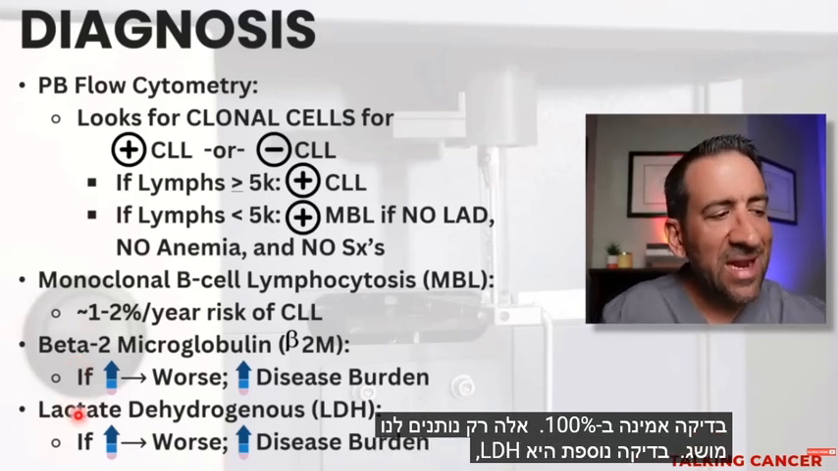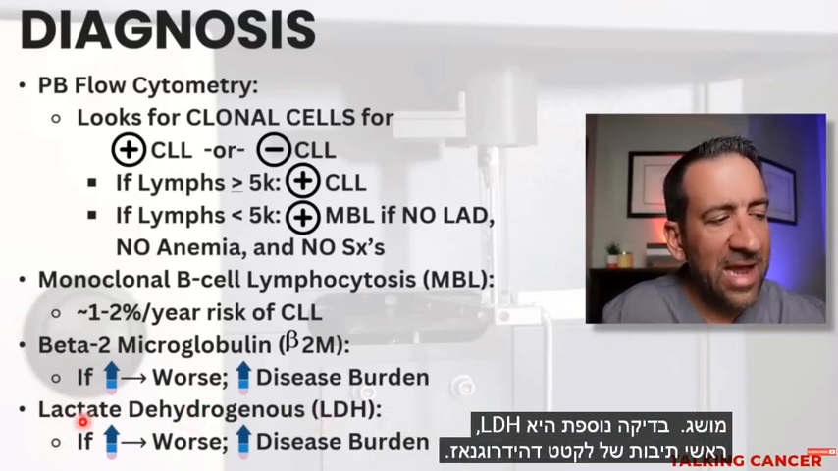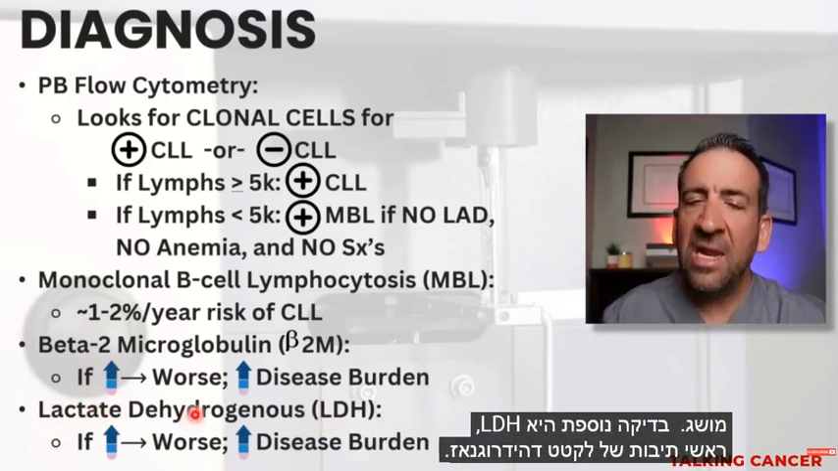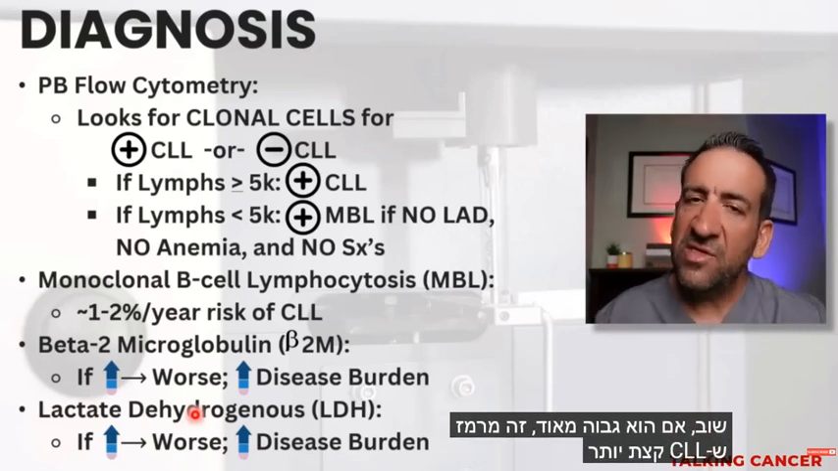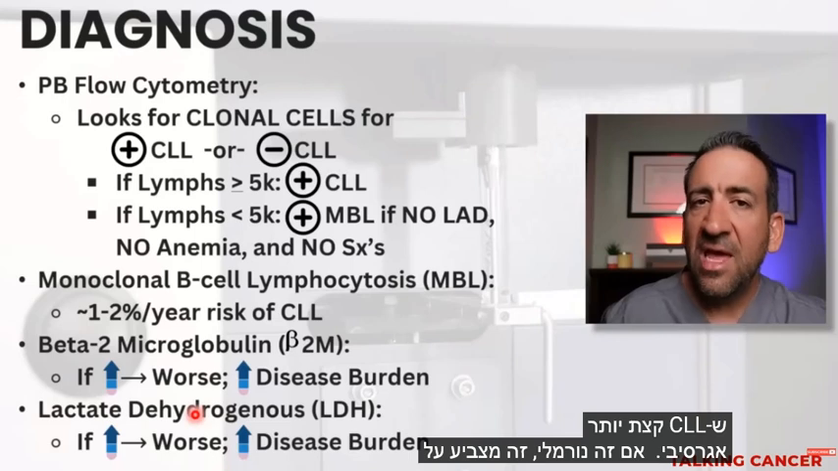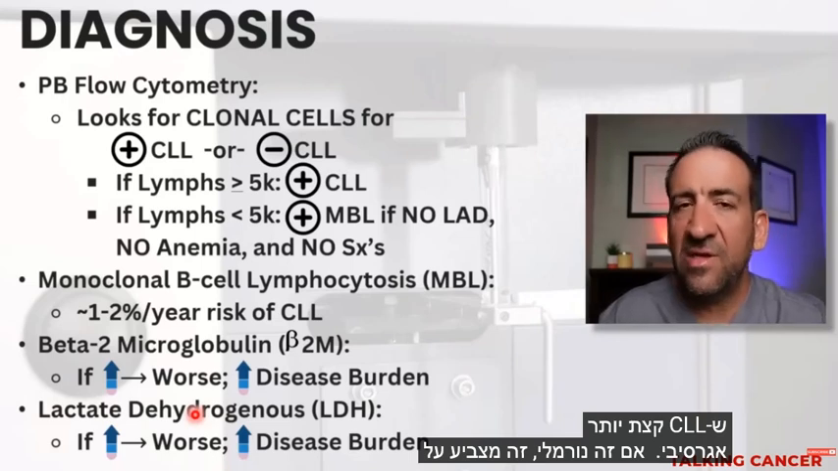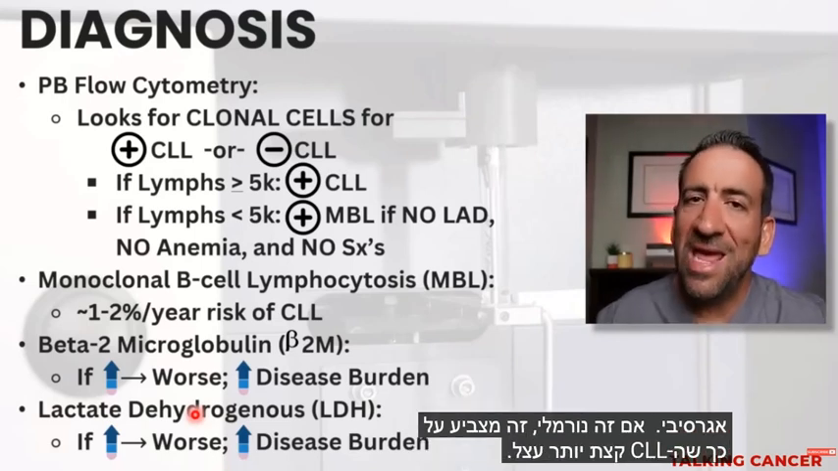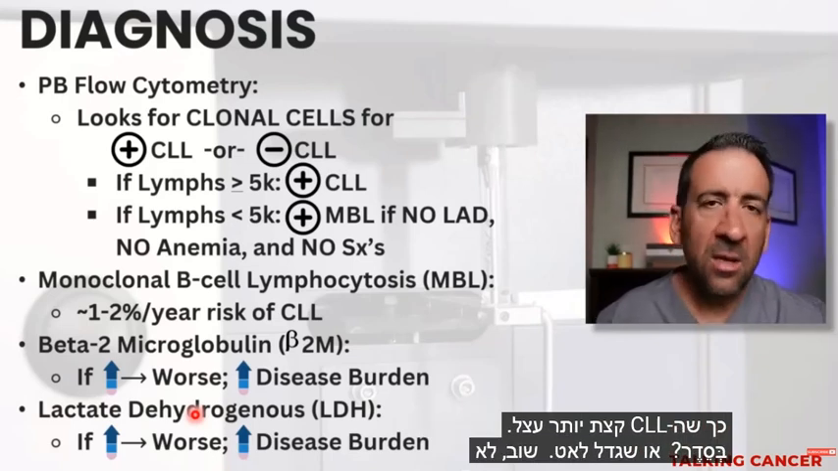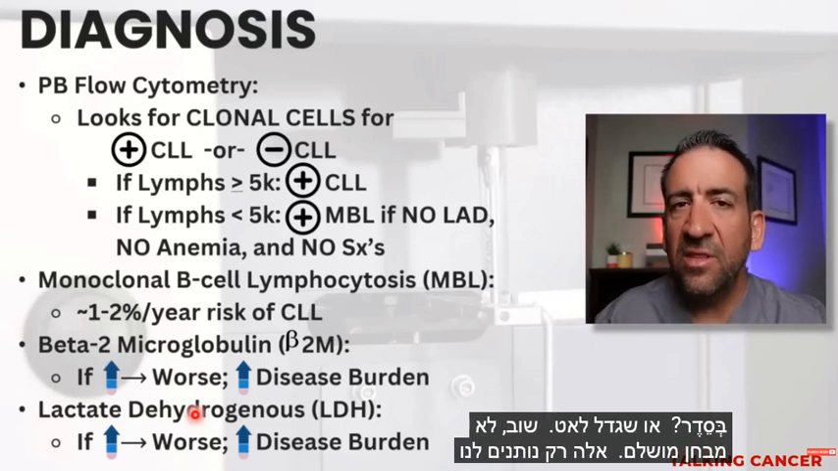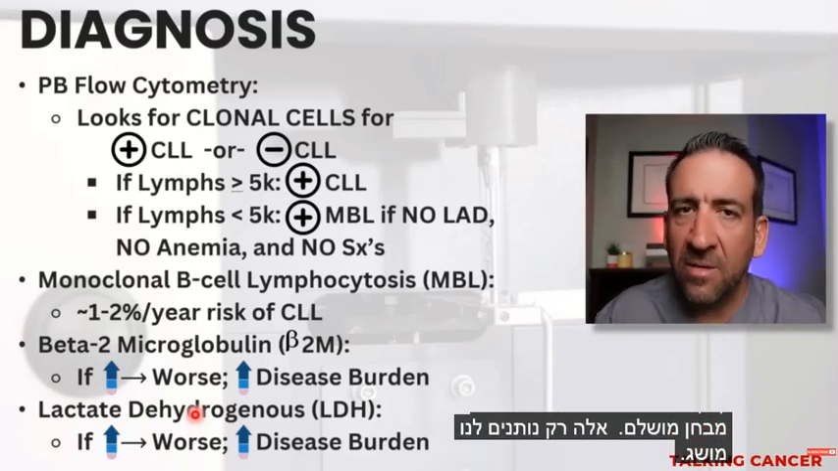Another test is an LDH, which stands for lactate dehydrogenase. Once again, if it's very high, it suggests that the CLL is a little more aggressive. If it's normal, it suggests that the CLL is a little more indolent, okay, or slow growing. Again, not a perfect test. These just give us an idea.